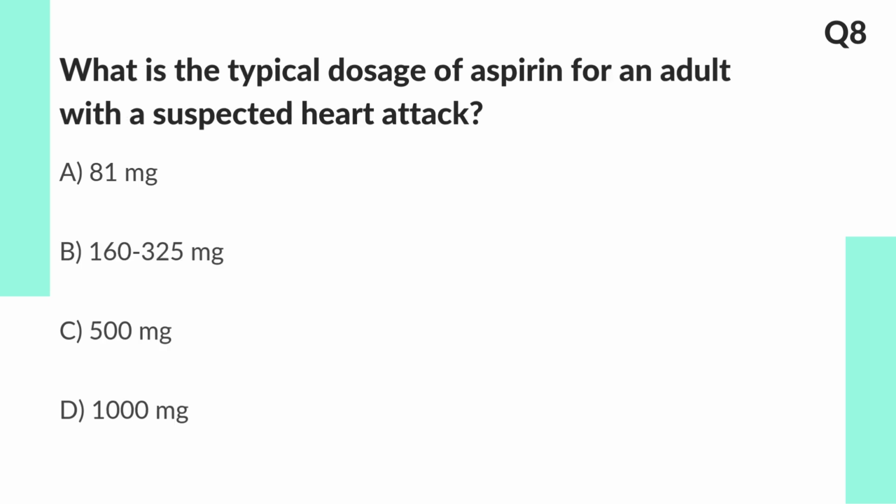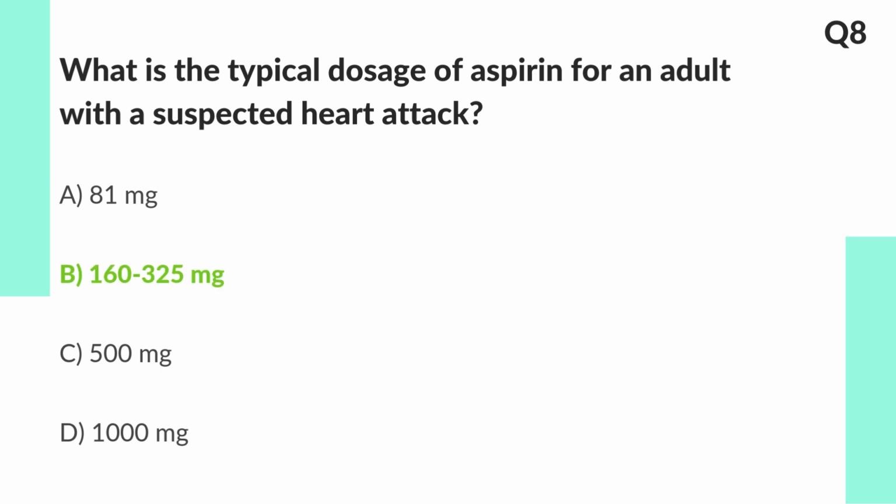What is a typical dosage of aspirin for an adult with a suspected heart attack? So once again, if you're somebody preparing for an exam, it's important to note that you learn about acute topics such as basic life support, a couple of things about myocardial infarction or heart attack, some of the information about stroke, etc. So let's have a look at the answer. The answer here is 160 to 325 mg. So usually that's a loading dose.